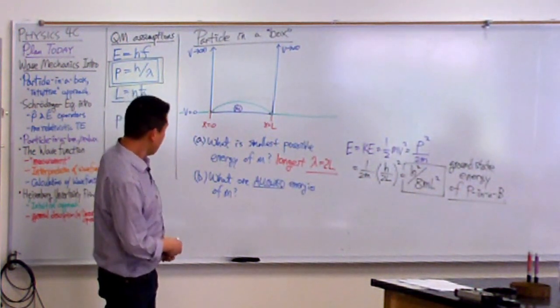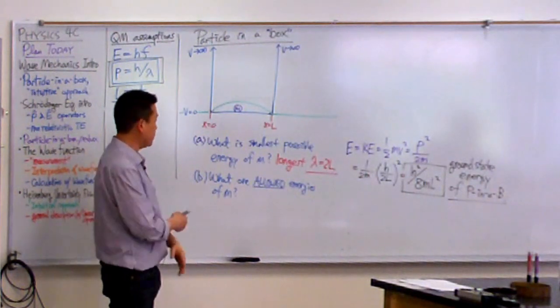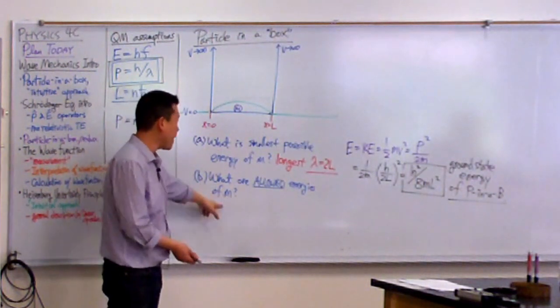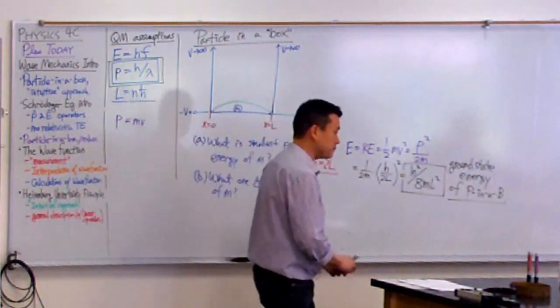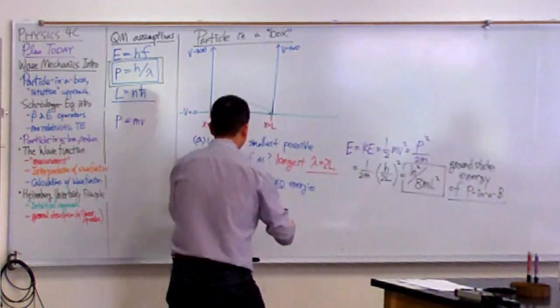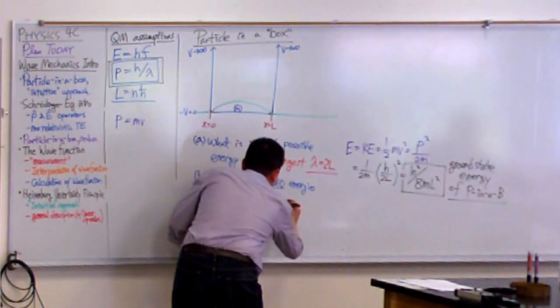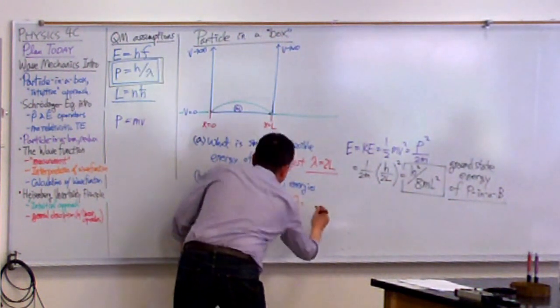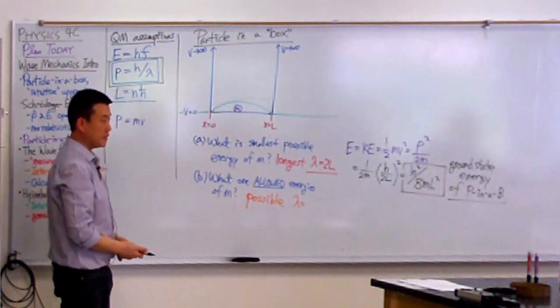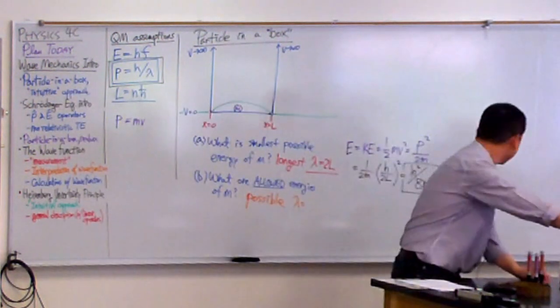Okay? Okay, so the second question is an extension of this. What are the allowed energies of M? It's kind of the same question as if you were asking what are the possible wavelengths lambda. Let me just draw a few to give you an idea.